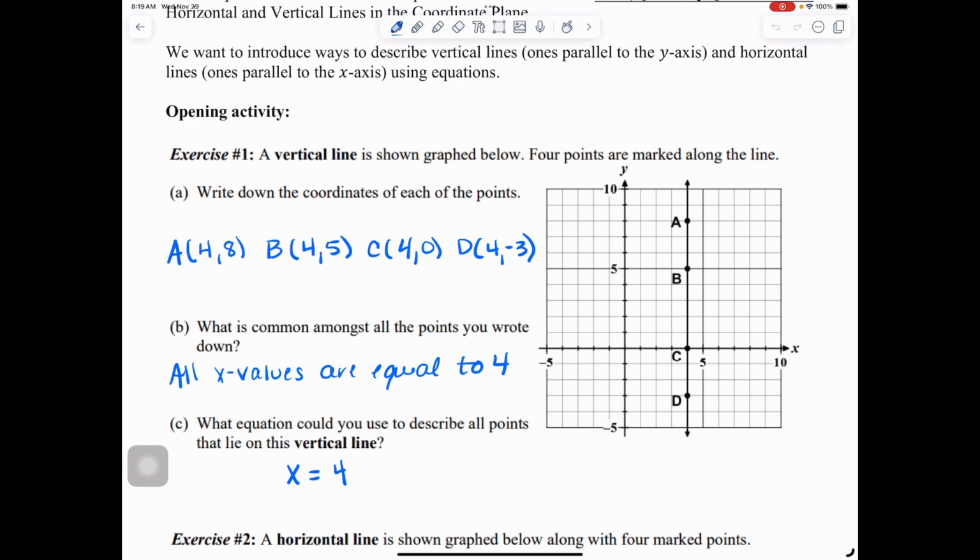Well, all the x values actually end up being equal to 4: (4, 8), (4, 5), (4, 0), (4, negative 3). That actually tells us the equation of the line. What equation could you use to describe all points that lie on this vertical line? Your equation is x equals 4. You have a variable, you have an equal sign, and you technically have written an equation. No matter what coordinate you pick off of that line, the x value will always be a 4. So now let's move on and look at some other exercises together.